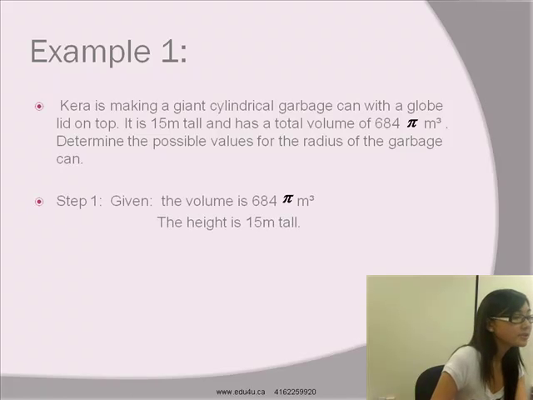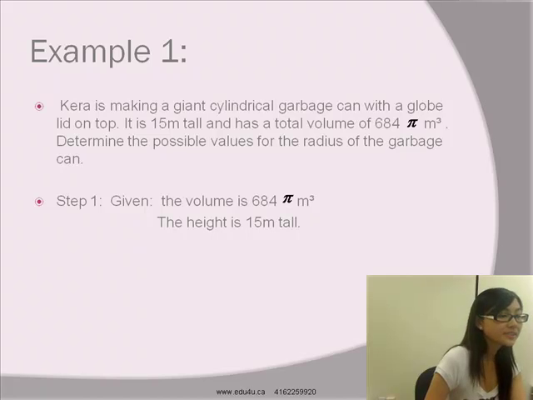In step 1, we have to state our givens. We know the volume is 684 pi meters cubed. We also know that the height is 15 meters tall, and that's all we know. That's all the givens.